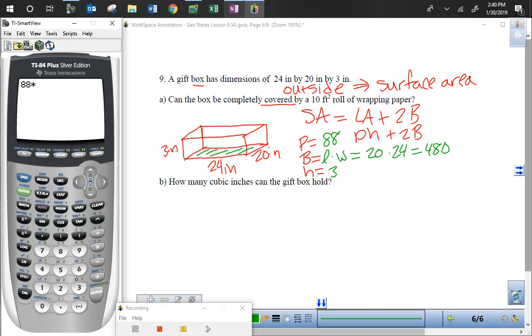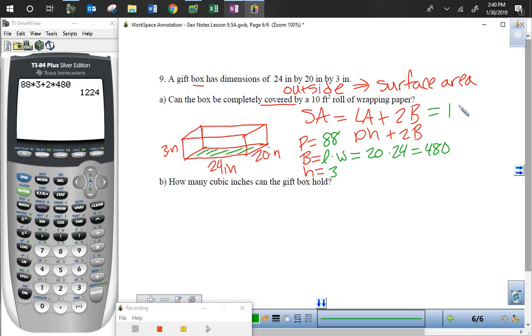We got 88 times 3 plus 2 times the base, which is 480, with a total then of 1,224. So I'm going to put that over here. We need to think about what label we're in right now. So we are working with inches and inches and inches. Surface area is inches squared.